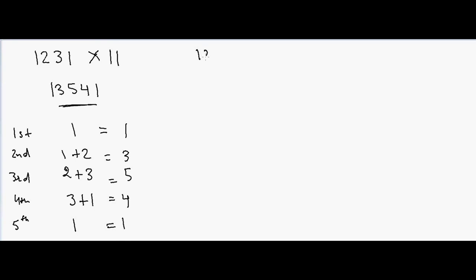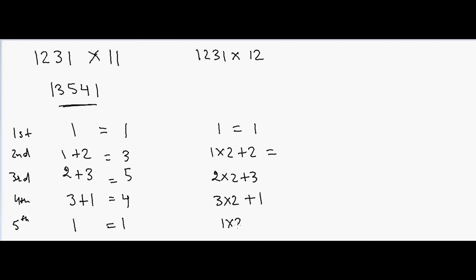Again, if I have 1231 and I want to multiply by 12, here we have 1, then we have 1 into 2 plus 2, then we have 2 into 2 plus 3, 3 into 2 plus 1, and 1 into 2. So that will give me 4, this will give me 7, 7, 2. So the answer is 14772.